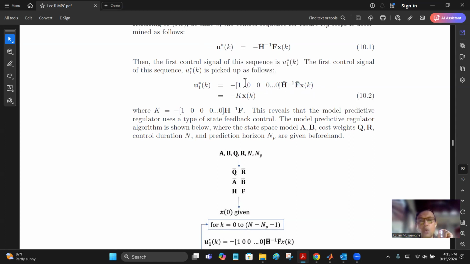So you have 1 0 0 0 for the rest, times the optimal control sequence. This way you can immediately pick up the first element in this sequence. So eventually you can form it into this format: minus K times xk.